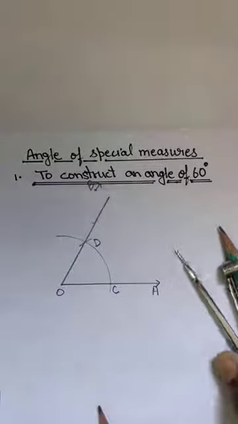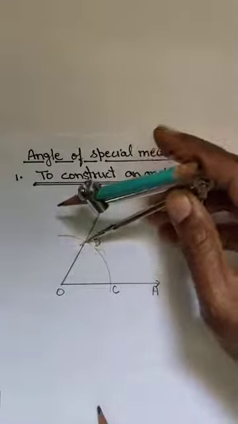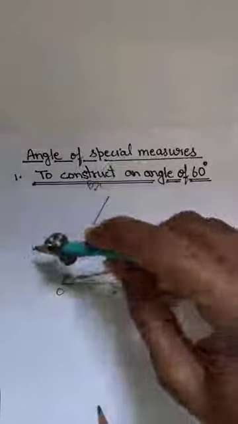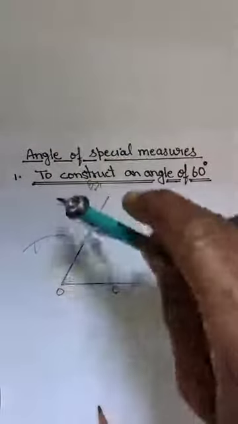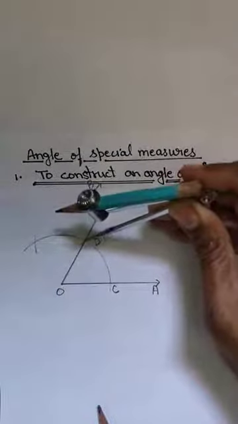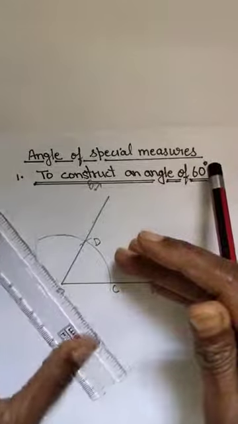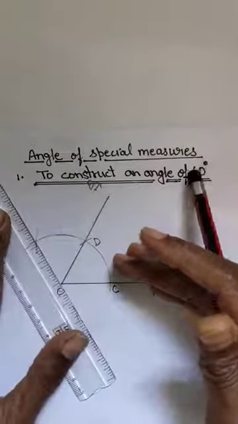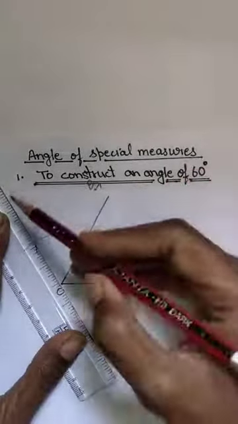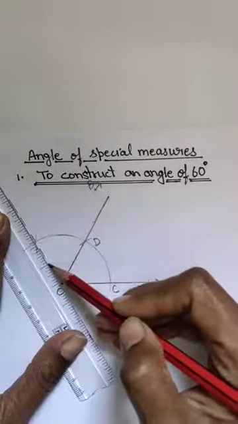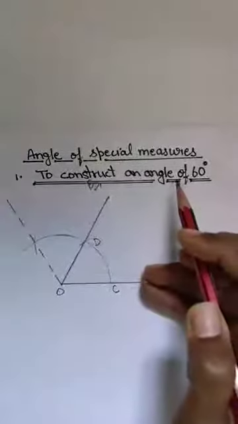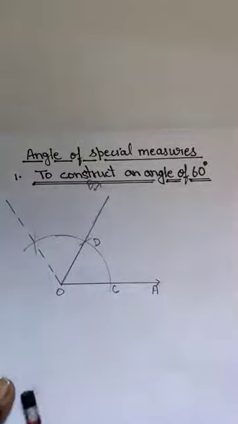Okay. And if we will cut it one more time, like this, with 60 degree, if we will cut it one more time, it will become the angle of 120 degree. Two times 60 is cut, so it will become the angle of 120 degree.